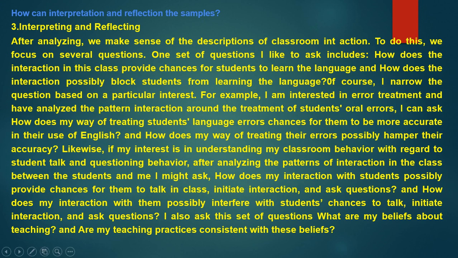Okay, on the third step: how can we do interpretation and reflection on the samples? Here, after analyzing, which is step number 2, we can make sense of the description of the classroom in action.